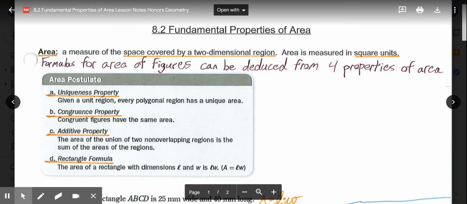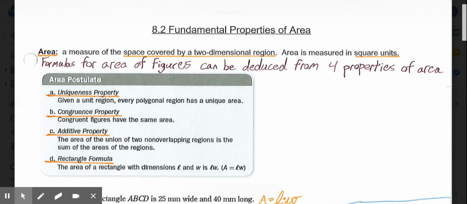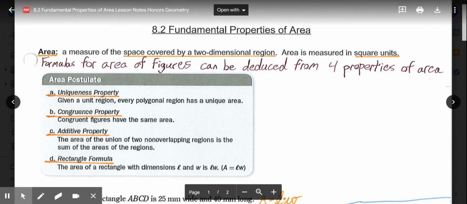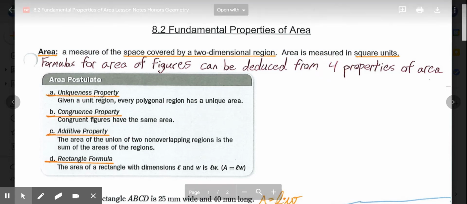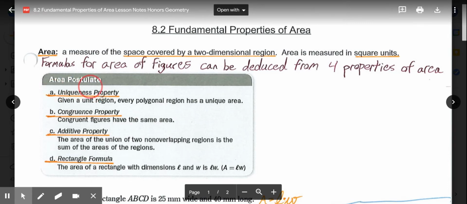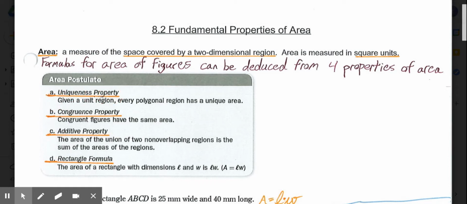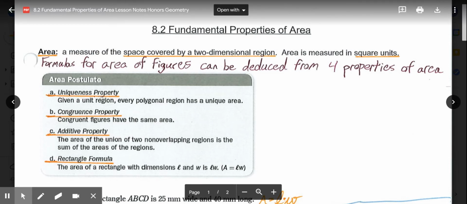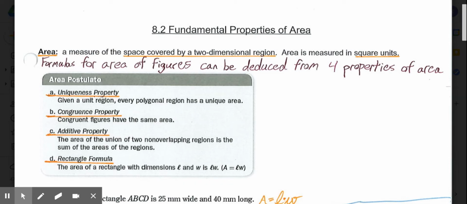So the main idea for this lesson is that the formulas for area of different figures are deduced from four fundamental properties of area. So breaking that down, we have the area postulate, which breaks into these four parts. The first part is the uniqueness property, which states given a unit region, every polygon region has a unique area. So if we're given any sort of region that's two-dimensional, it has a unique area.